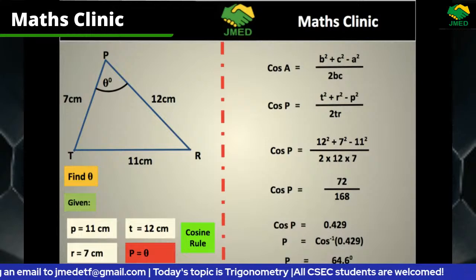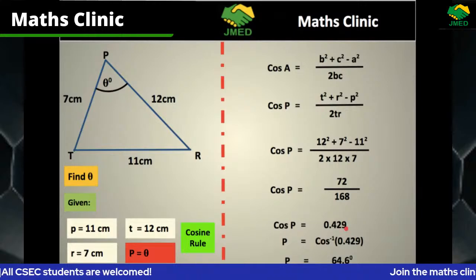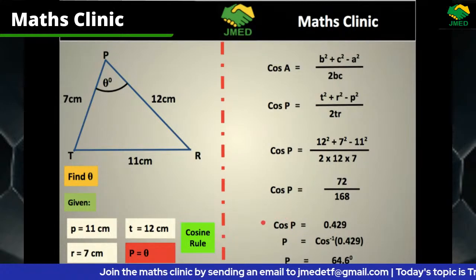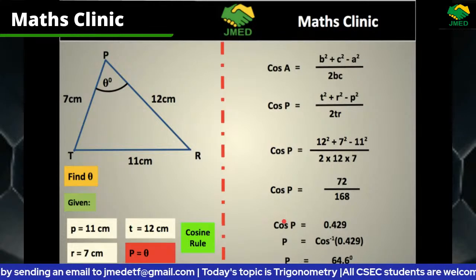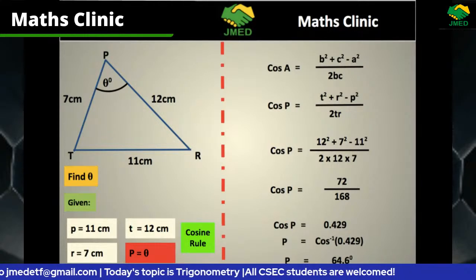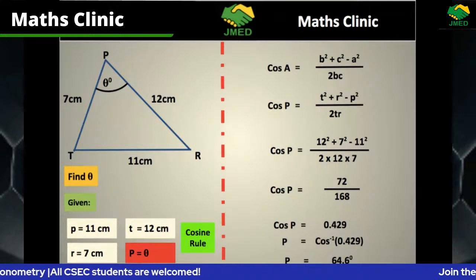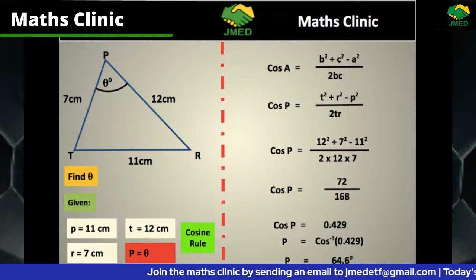Why is it the inverse? Okay, the reason is, we have cosine P equals 0.429. This is a function, and in everything we do with functions, to undo them, we have to do what we call the inverse. So if you had something multiplied by something, to get rid of it, you'd have to divide. Division is the inverse of multiplication. Or if something is being added, to get rid of it, you could subtract it. So if you have +2, -2 makes it 0.